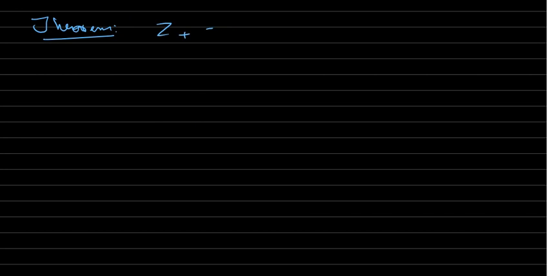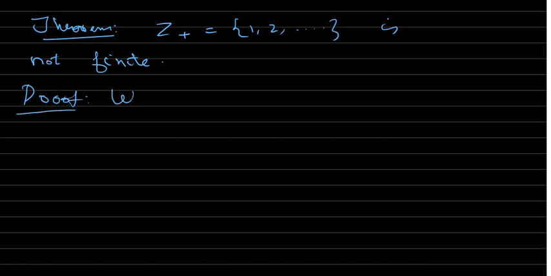Z plus, which is this set 1, 2, so on and so forth, is not finite. ये set finite नहीं है. This set's not finite. Proof. Its proof is very simple. Let's take this set B, which is equal to Z plus minus 1. So that's what B is. B is actually this set 2, 3, so on and so forth.